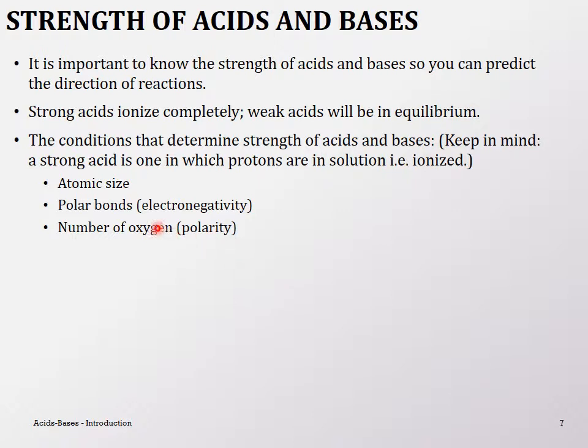There are a few factors that are important for determining the strength of acids and bases: atomic size, polar bonds, which is due to electronegativity, and the number of oxygens, which leads to polarity. This is something to do with electronegativity as well. Anyhow, these three are the things we're going to talk about. One thing I need to remind you about acids is that a strong acid is one in which the protons are in solution. That's how you know something is going to be a strong acid, which means the acid is ionized. As I wrote over here, strong acids will ionize completely. That's how it should be.